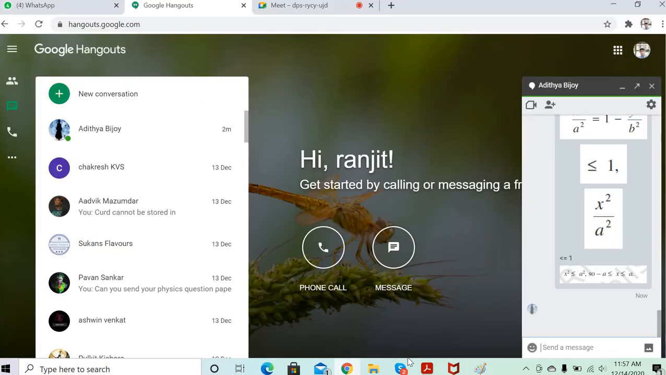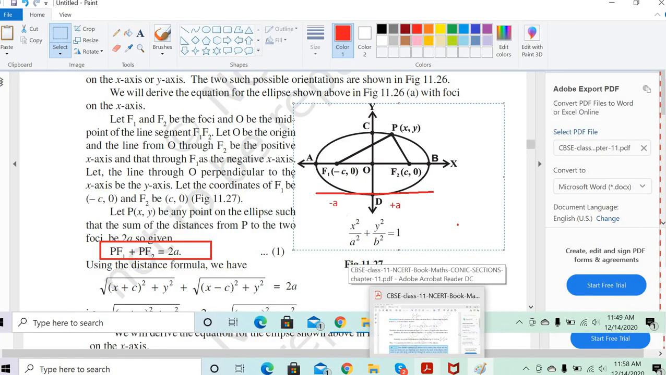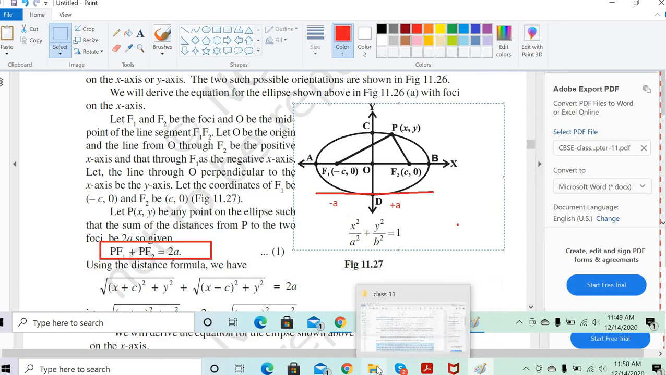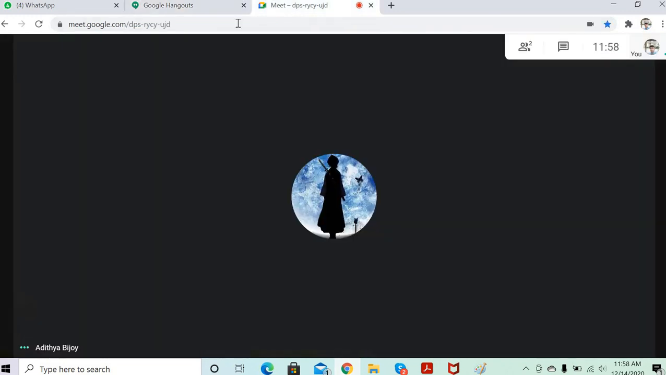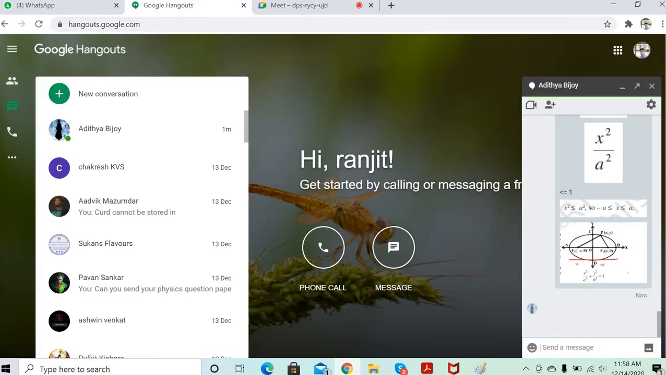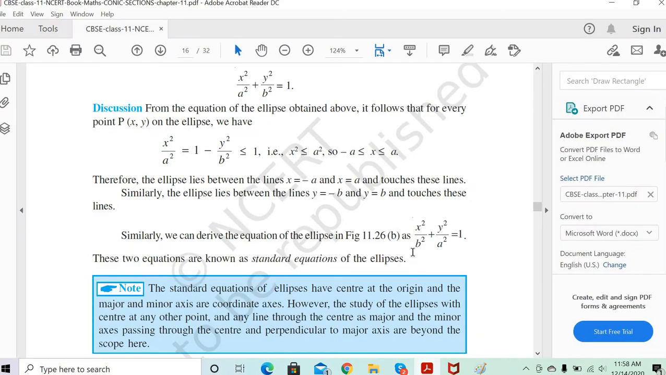Now understand this part. So here we talked about x should be greater than minus a, and less than plus a. So x is nothing but any point on the ellipse. X is any point on the ellipse. Correct? Understood this part? Yes, understood.